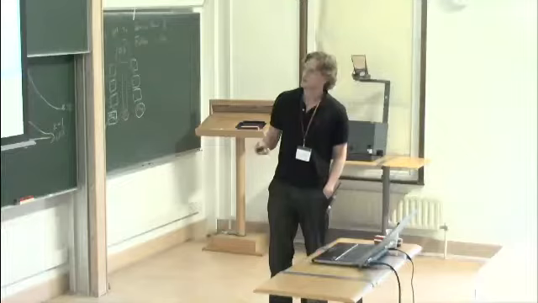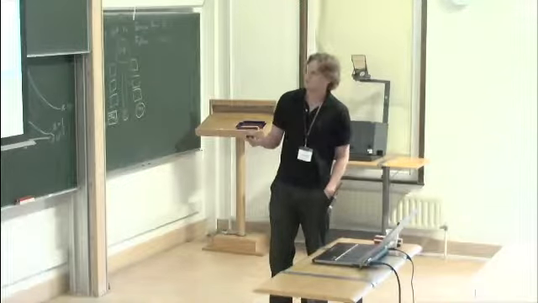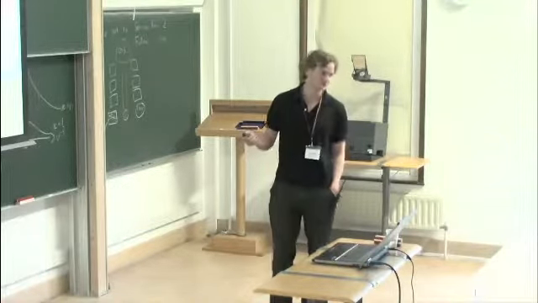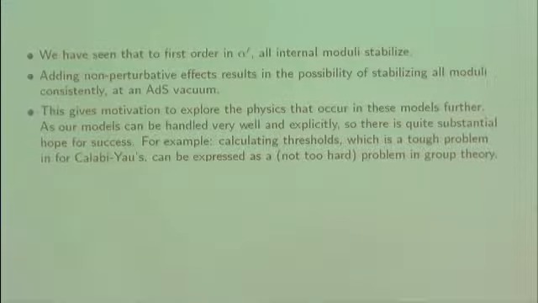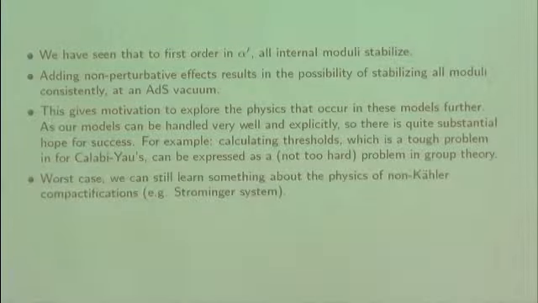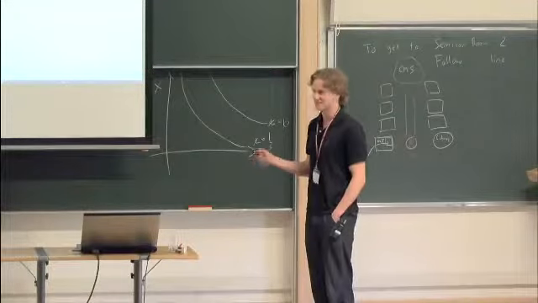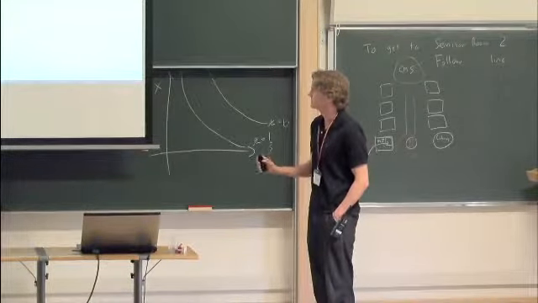One reason one might want to try and do phenomenology in this case is that calculations are easier, in the sense that they become group theory calculations rather than algebraic geometry or stuff like that. So, in the worst case, one can still learn something about the physics of non-Kähler complex compactifications if it turns out that they don't produce any viable physics.